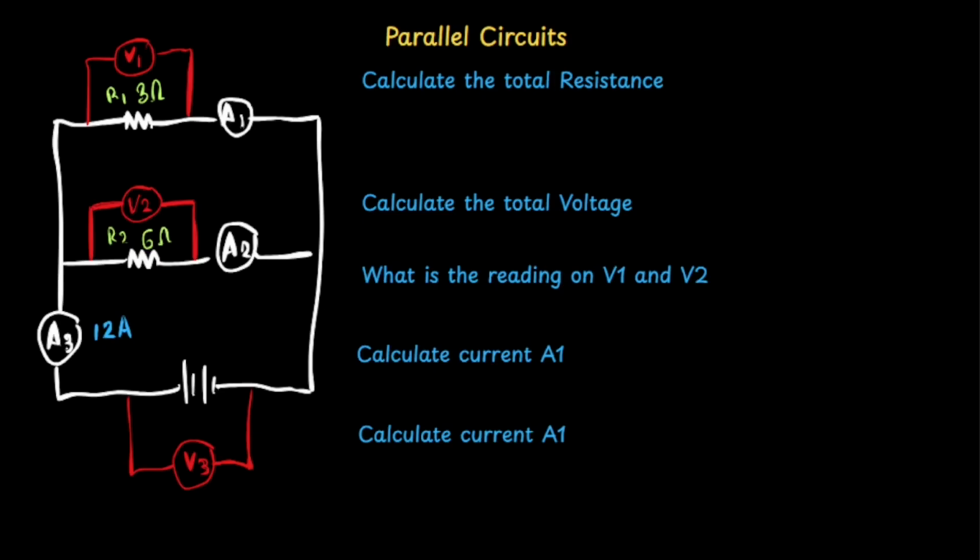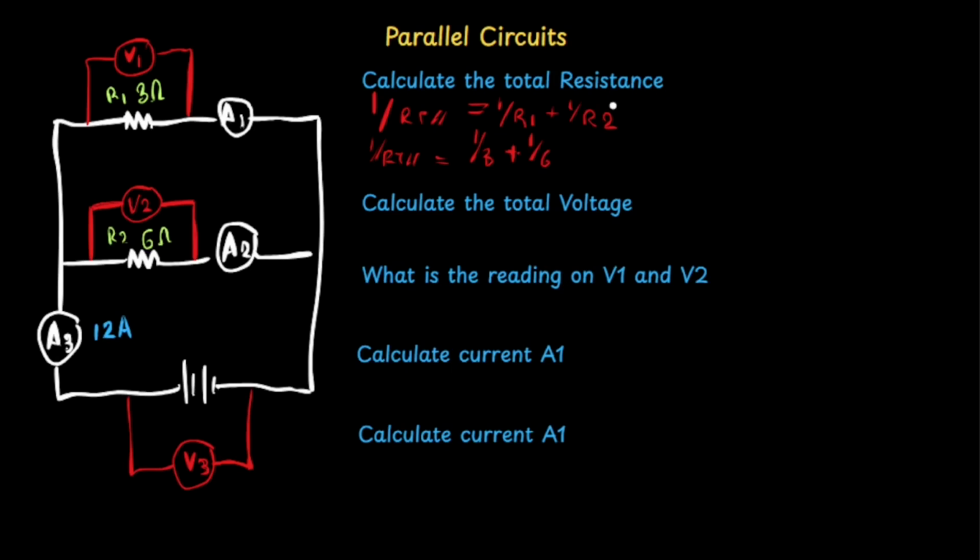We have total current. There is no way for us to work out total voltage just yet. There's no direct method. So what we can do instead is work out the total resistance. How do we calculate total resistance for a parallel circuit? We simply use the formula 1 over RT parallel is equal to 1 over R1 plus 1 over R2. If I substitute in my values for R1 and R2, I will get 1 over RT parallel is equal to 1 over 3 plus 1 over 6.